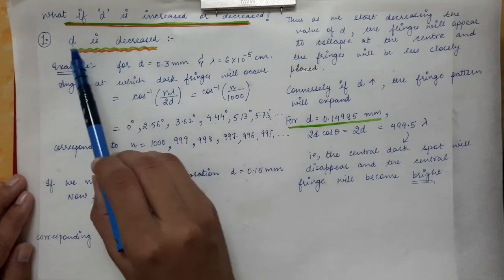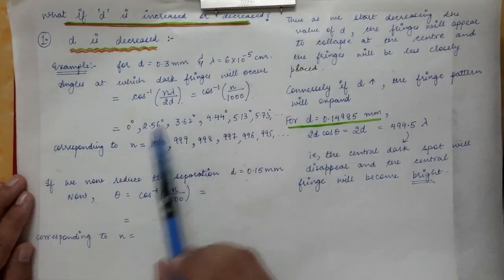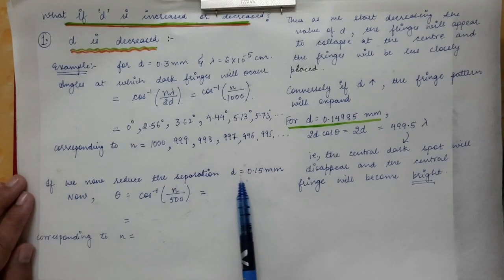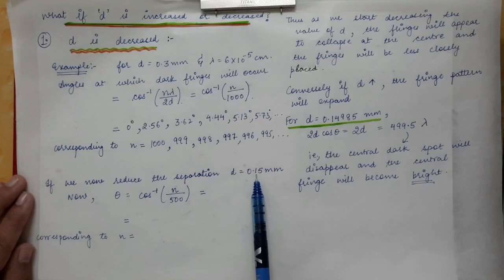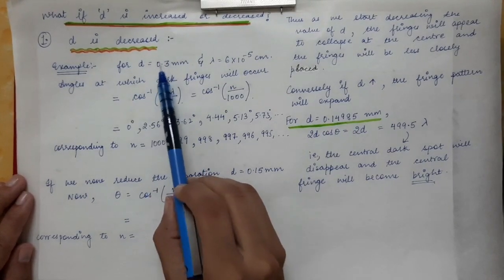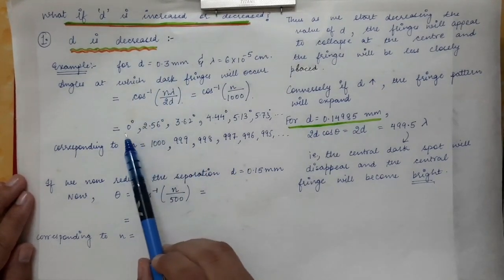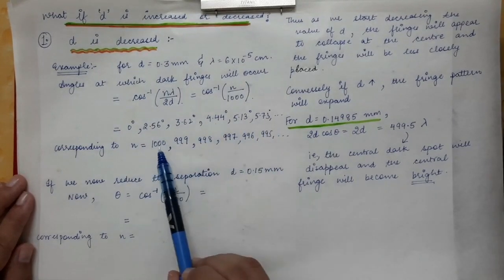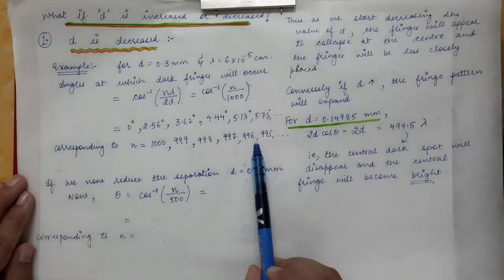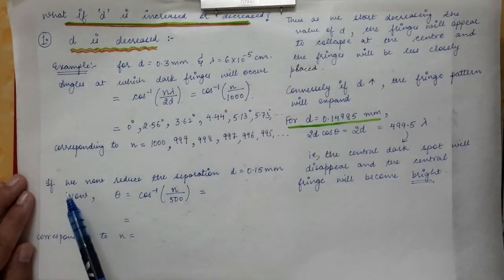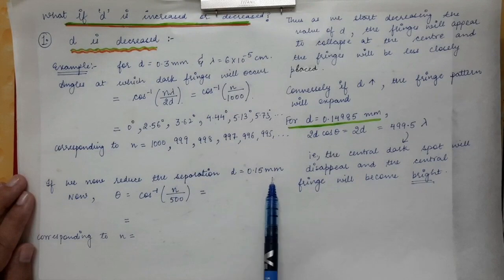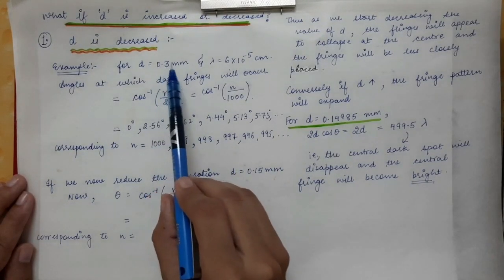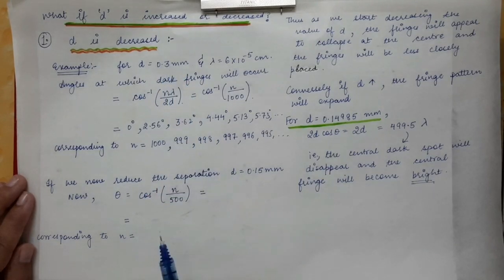Now we are decreasing the value of d. So let's say we now reduce the separation d, and we have reduced it to 0.15 millimeter. Earlier d was equal to 0.3 millimeter, and we had seen the angles at which the dark fringes will appear and the order of all those dark fringes is given over here. Now we have reduced the separation d to 0.15 millimeter.